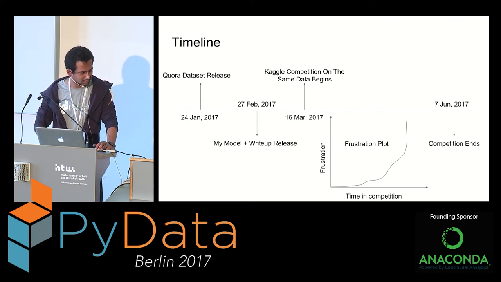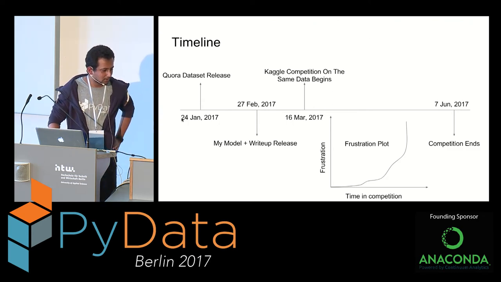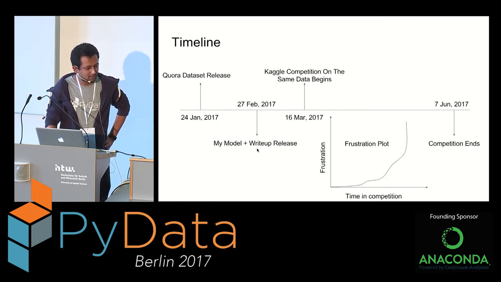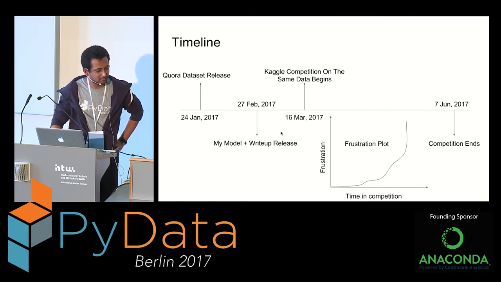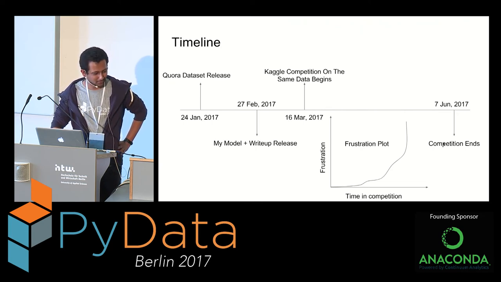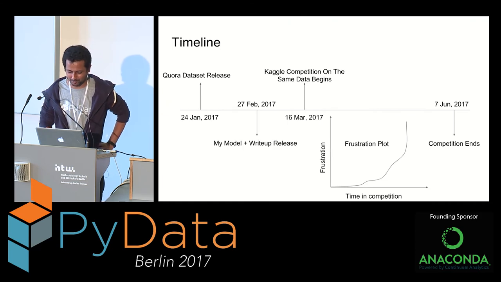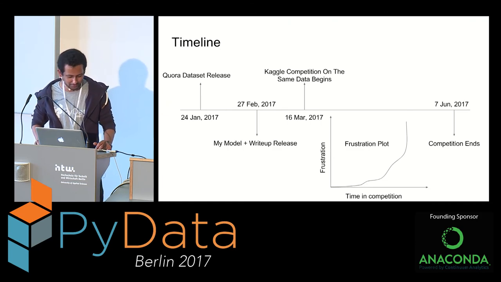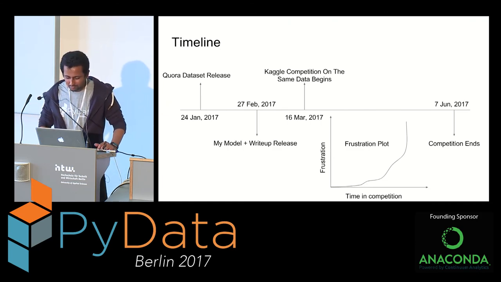Quora released the data set here on 24th of January. I published this on 27th of February, and Kaggle started the competition on the same data set on 16th of March. And this was my frustration plot, because it was not about natural language processing in the end. It was more about the magic features, and they were introducing magic features one by one. So I'm not talking about the Kaggle competition.